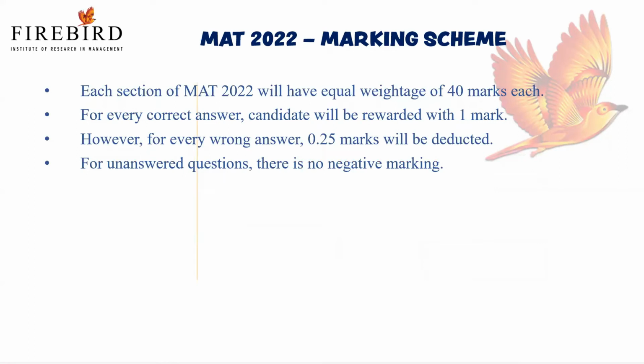Each section of MAT 2022 will have equal weightage of 40 marks each. For every correct answer, candidates will be awarded 1 mark. However, for every wrong answer, 0.25 marks will be deducted. For unanswered questions, there is no negative marking, but you will lose the 1 mark for the unanswered question. Keep that in mind.